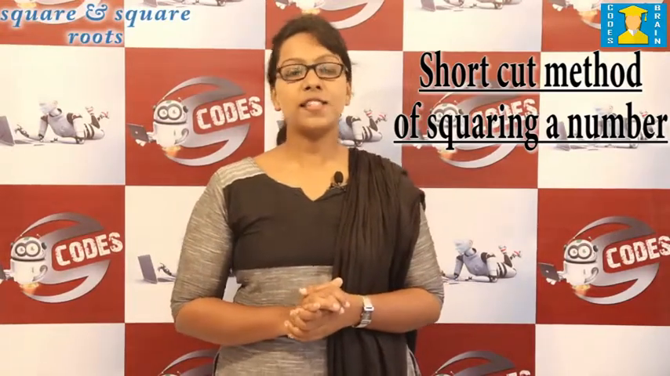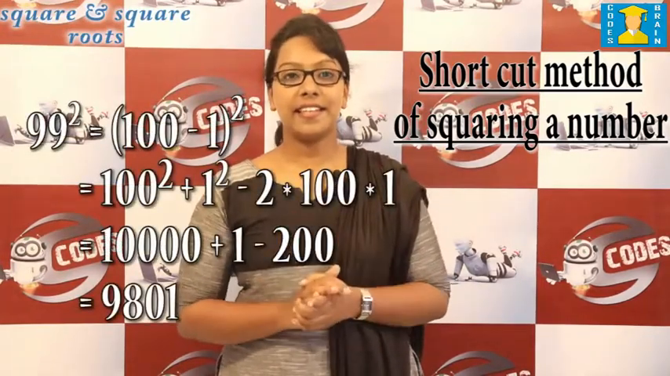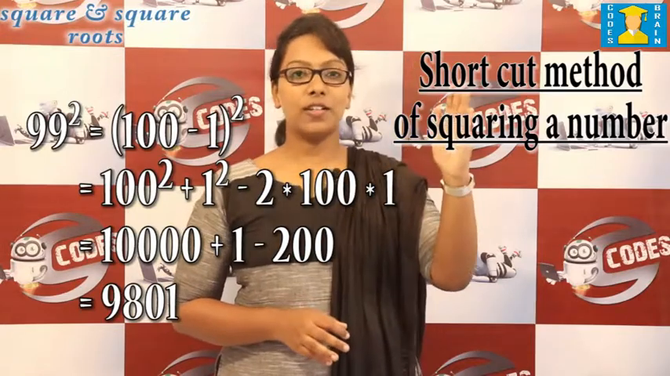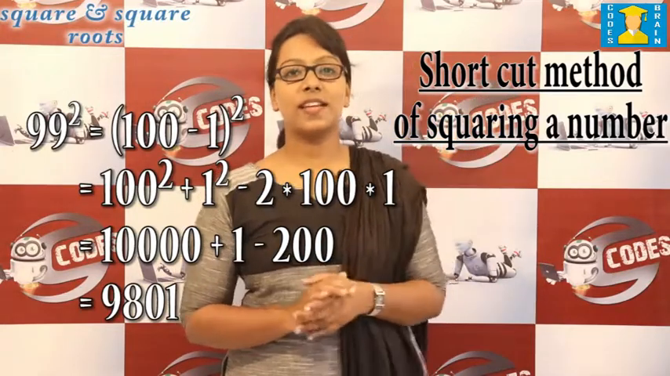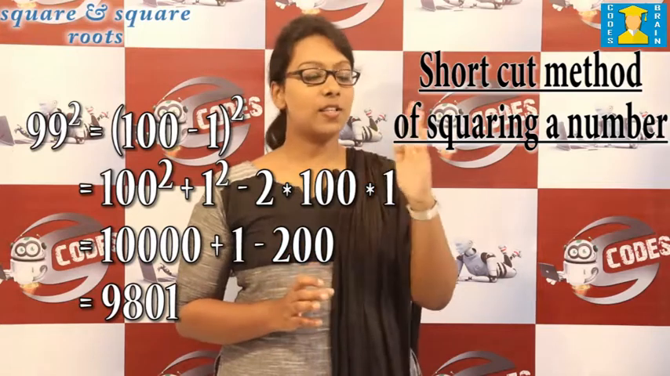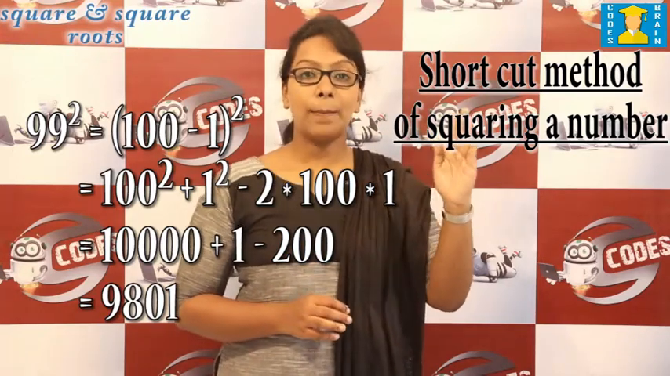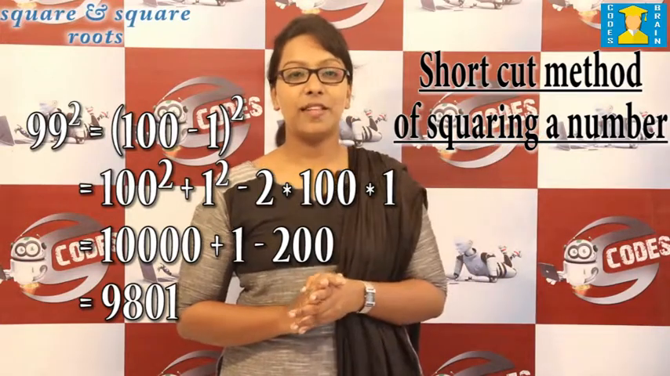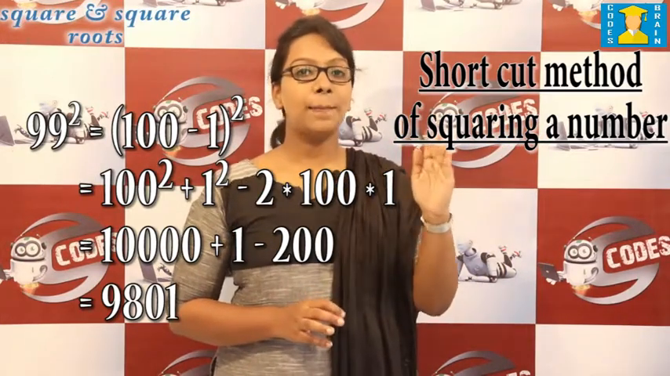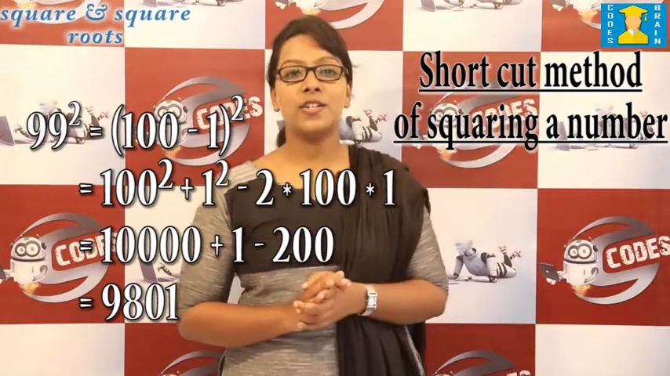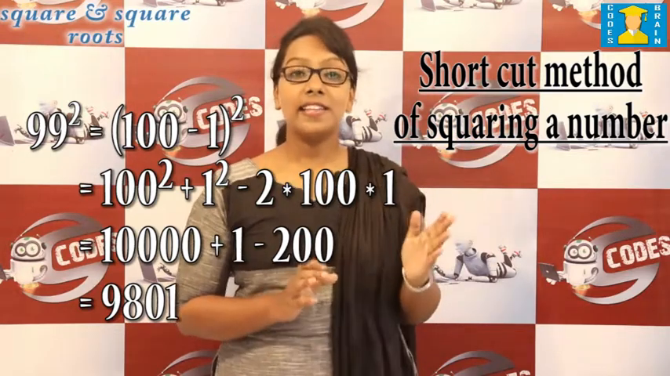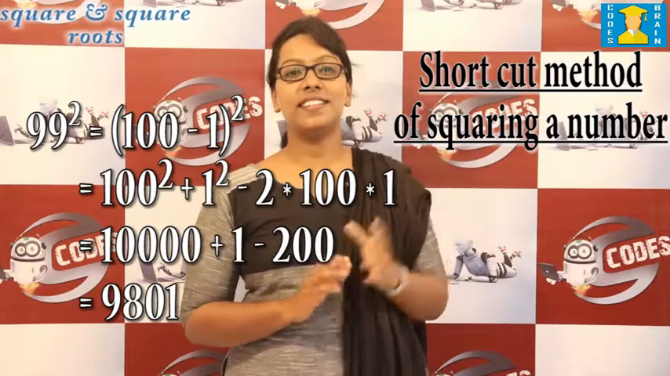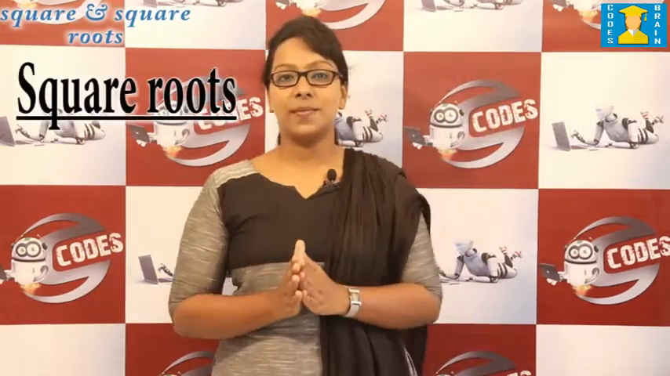that will be 2809. Consider another example. Find the square of 99. 99² equals (100 minus 1) the whole squared. That will be 100² plus 1² minus 2 into 100 into 1. That will be 10,000 plus 1 minus 200. So the answer will be 9,801.